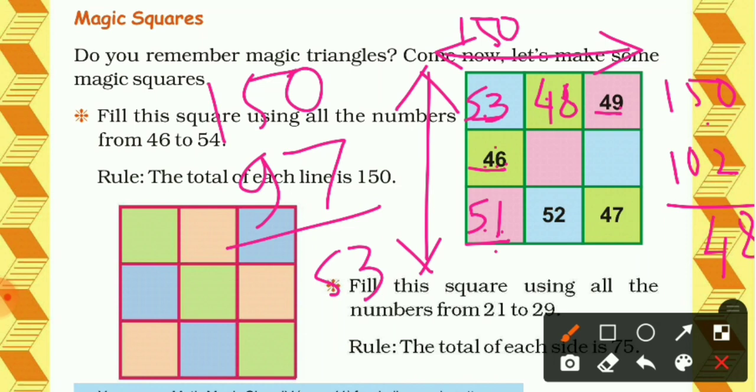Clear? Now only two boxes are left. Here we have 48 and 52. Add these two numbers, because their sum is 150. Then we will subtract that sum from 150. 8 plus 2 we get 10. 1 is here, so it is 100. So we got 100. 150 minus 100 is 50. So we can write here 50, 5 and 0. Now for the last blank box, what will we do?